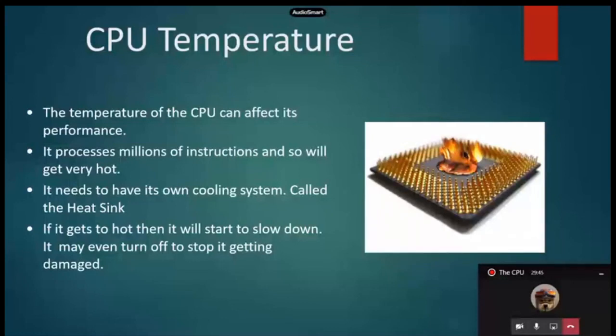So obviously, if the CPU does get really hot, then it'll actually start to slow down because it's not effective. Now, because it isn't effective, that could actually cause damage to the CPU, and in turn, over time, it will actually start to lose its speed. Okay.